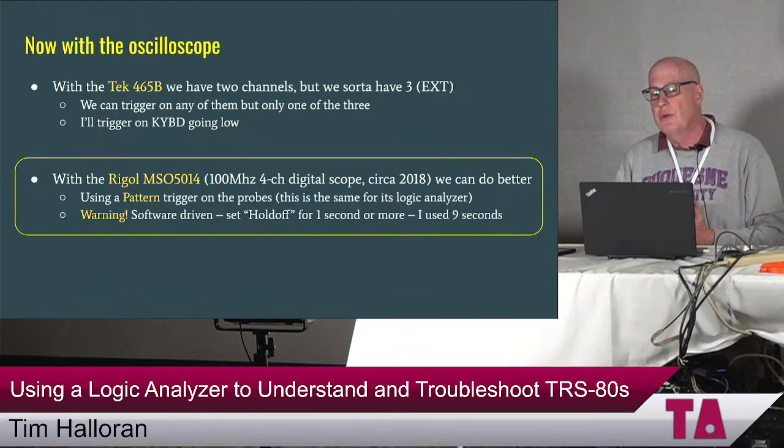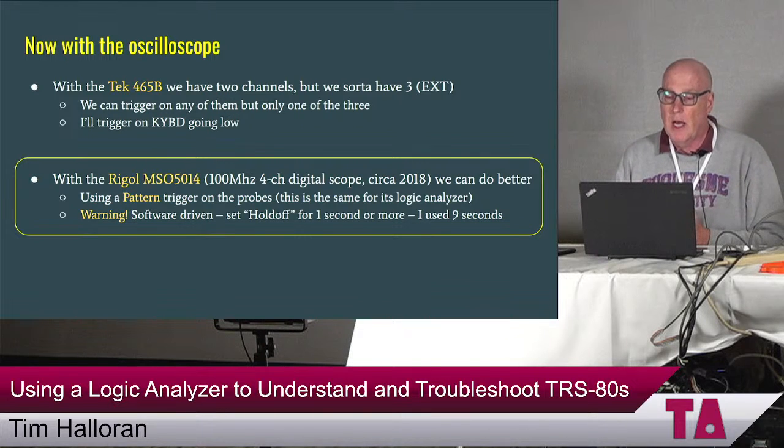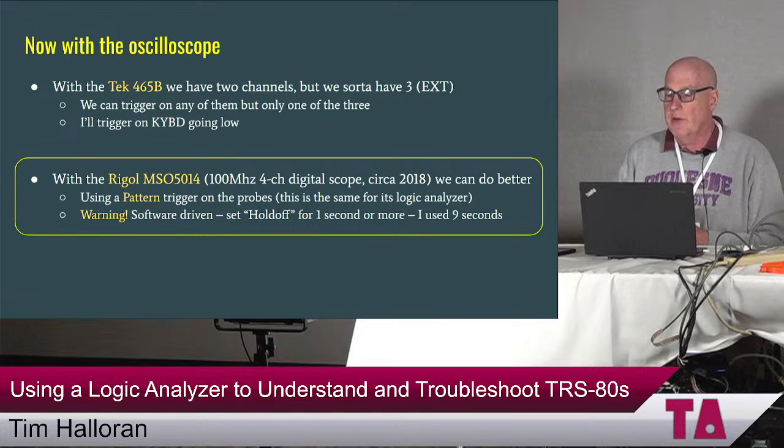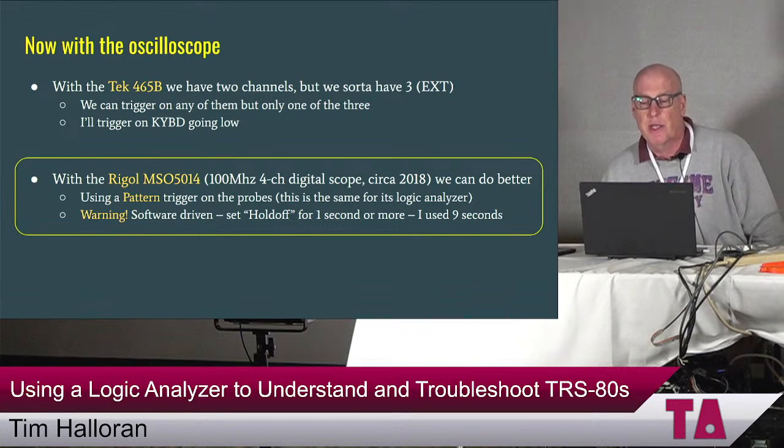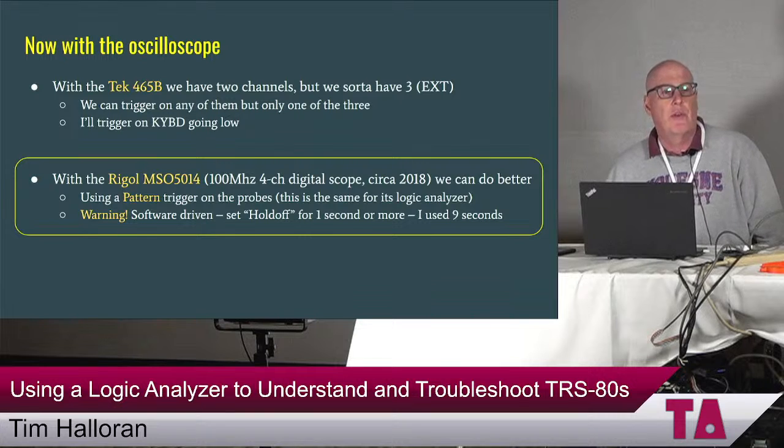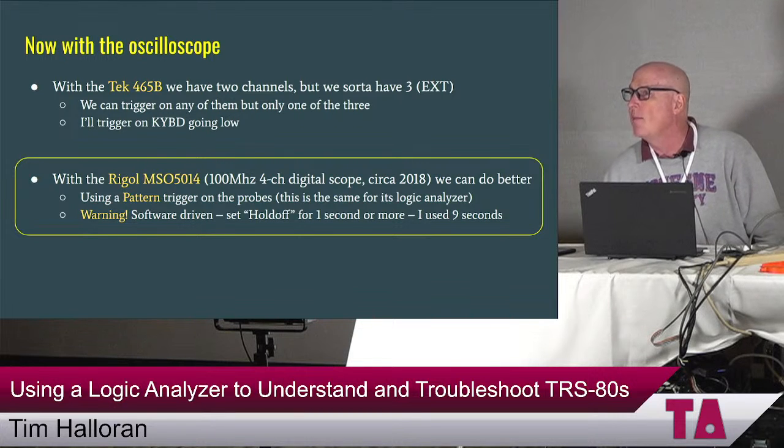Now let's go to something quite a bit more modern, the Rigol MSO 5000, which I have is a 100 megahertz 4-channel scope with a logic analyzer from about 2018. We can do a lot better on this. It has pattern triggers on the probes, so this allows us to lay out more complex oscilloscope triggers than we're able to do on like the Tech 465B.